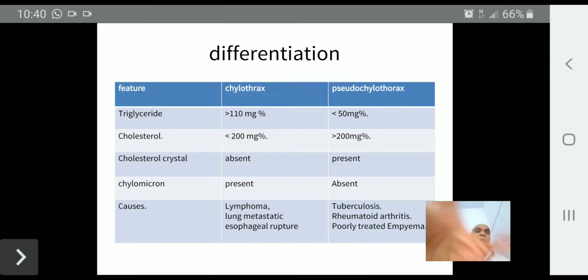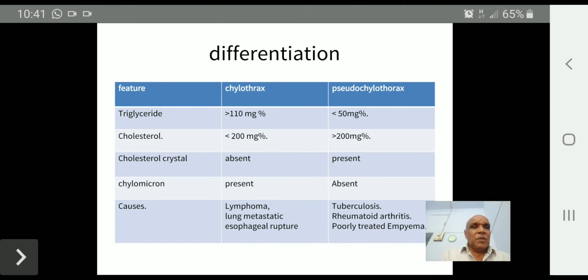In chylothorax, the triglyceride level is more than 110 mg%. In the case of pseudochylothorax, it is less than 50 mg%. If cholesterol crystals are present, it is a pseudochylothorax. And if the cholesterol level is less than 200 mg, it is a chylothorax. If it is greater than 200 mg, it is a pseudochylothorax. When chylomicrons are present, it favors chylothorax.